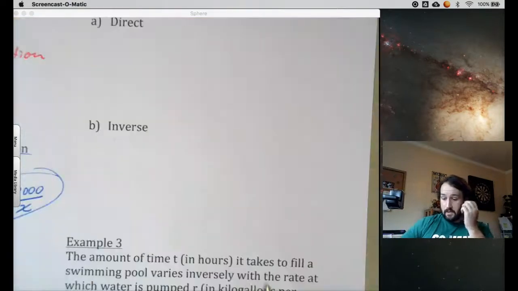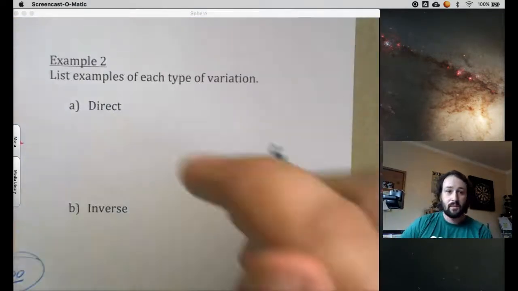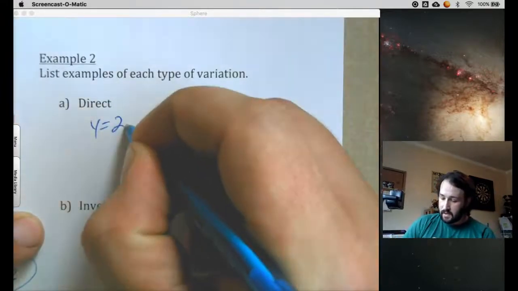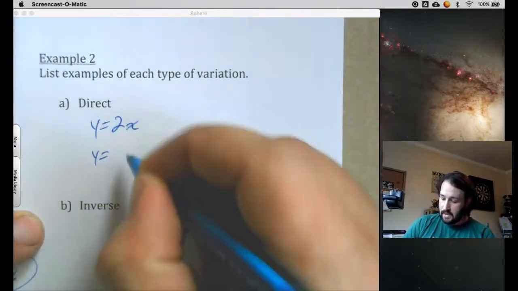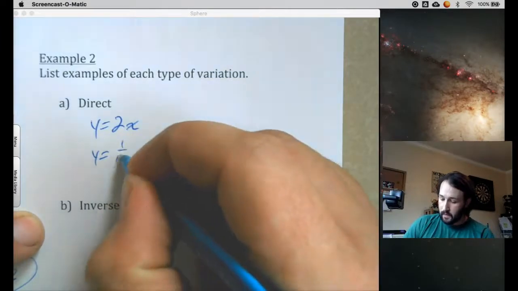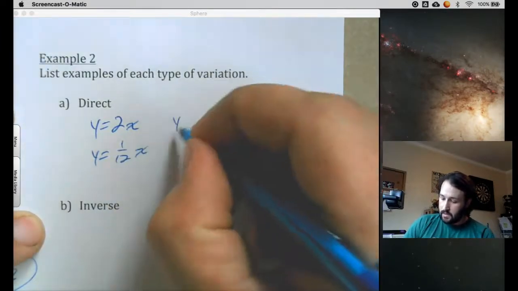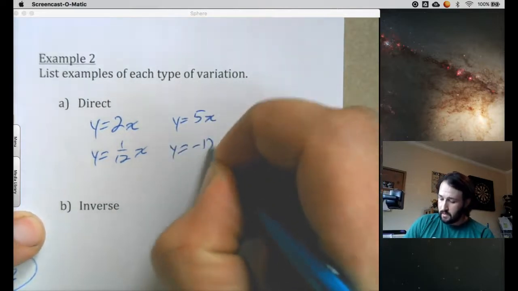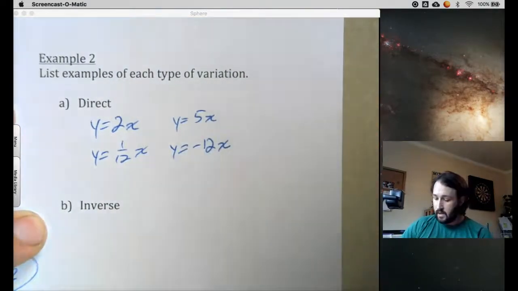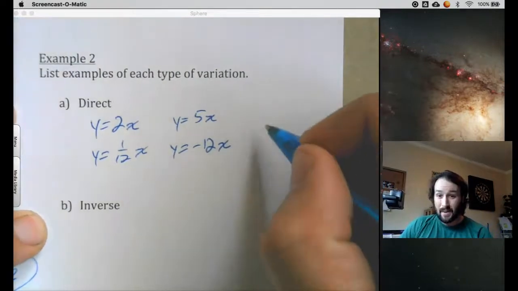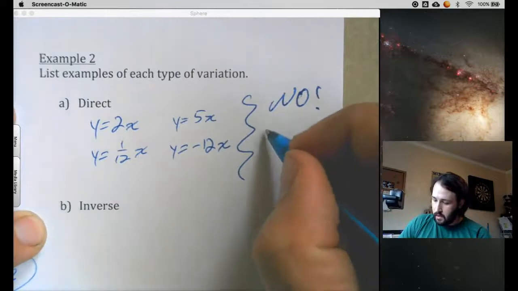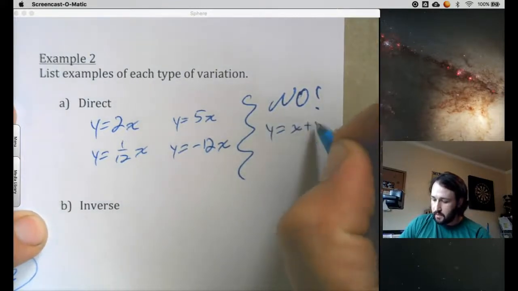All right, so some examples of each type of variation. Direct has to be some number times x. So any number times x can be a negative number. Makes no difference. What it cannot be is anything plus a number.